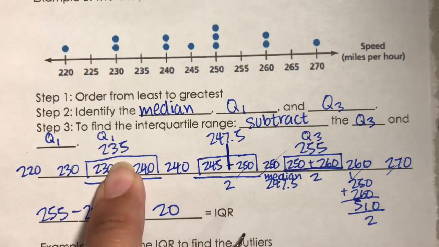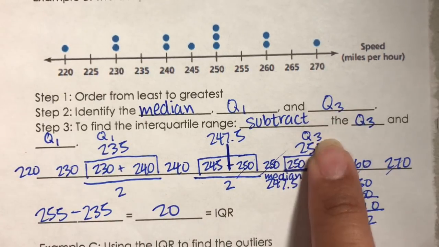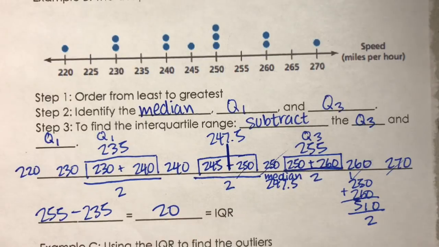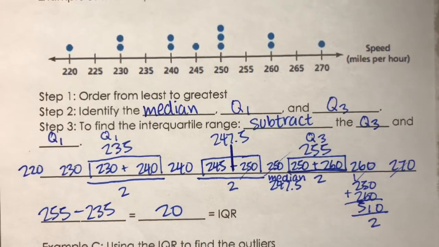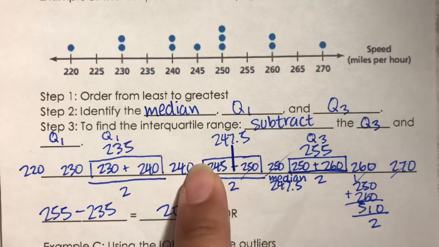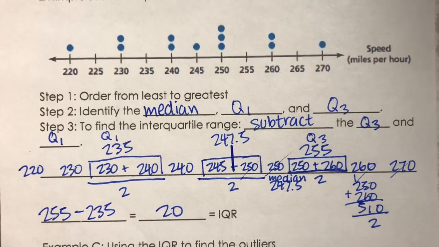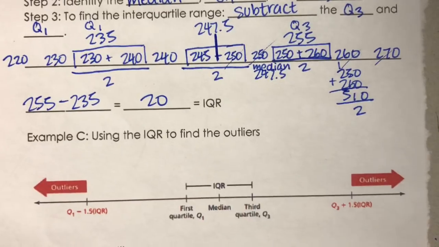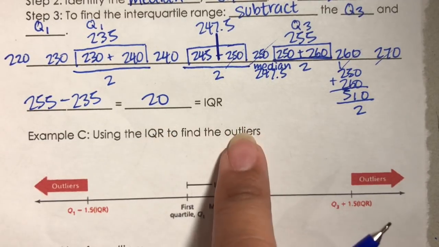Just got to find our first quartile, our third quartile, and then subtract, and then we get our interquartile range. So using our interquartile range, we can also use that to find the outliers of our data. If you remember from, I think it was our first week, we were learning about our introduction to statistics. Outliers are the data that is much greater or much less than all the other numbers in our data. So using the IQR, we can find the outliers in our data.